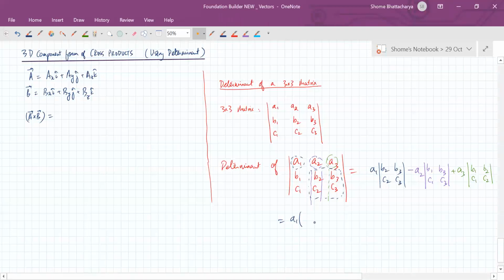So A1 gets multiplied with this determinant, that is B2, C3 minus B3, C2. Then minus A2 gets multiplied with this determinant, B1 C3 minus B3 C1. And then finally A3 gets multiplied with this. So this is the way of calculating this determinant. Just note this down. We'll practice a couple of determinants, then we will discuss how to use this with cross products.